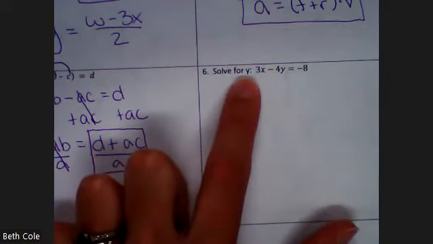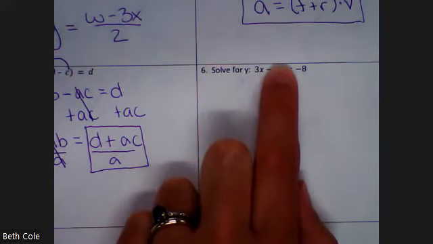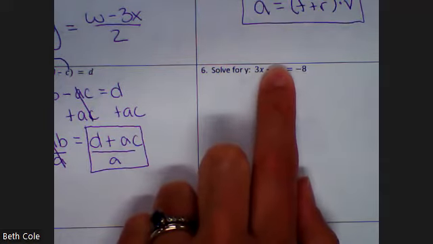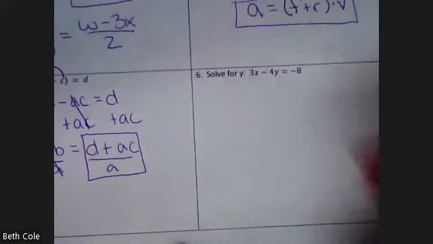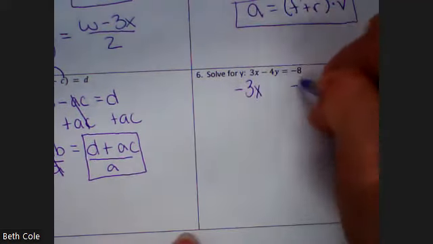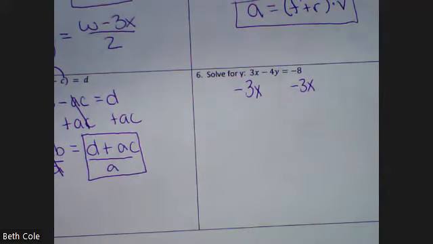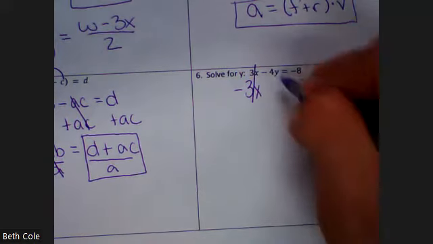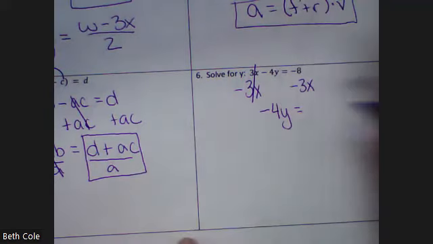We want Y by itself. Leave Y where it is. Sometimes I'll even just cover it up. What are we going to move over first? Yeah, minus 3x. Beautiful. So that will be negative 4y equals.